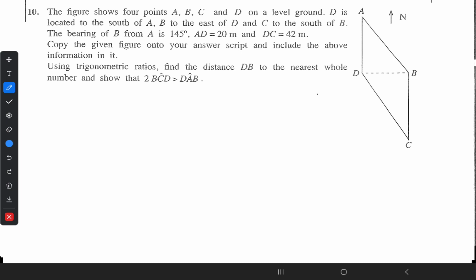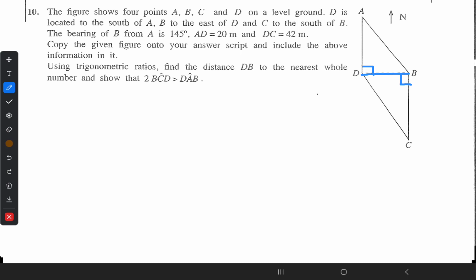And B is located east of D. I'll read again. B to the east of D and C to the south of B. This is east and this is south with respect to each other. If this is south and this is east, the angle in between them, these are perfect angles, no? So that means the angle deviation between major directions is 90 degrees. So this is a right angle and this one is another right angle as well. Now we have two right angles with us.